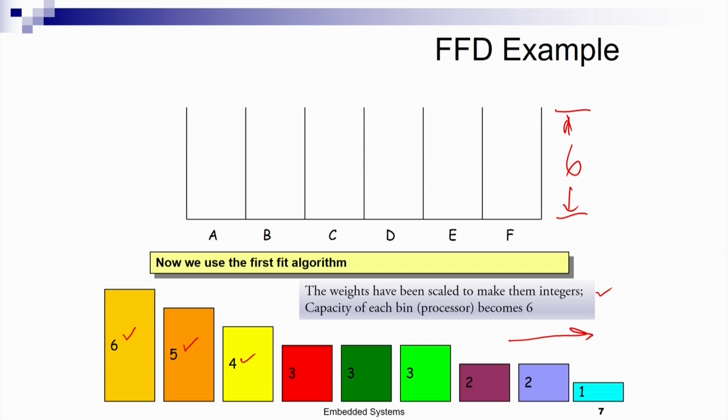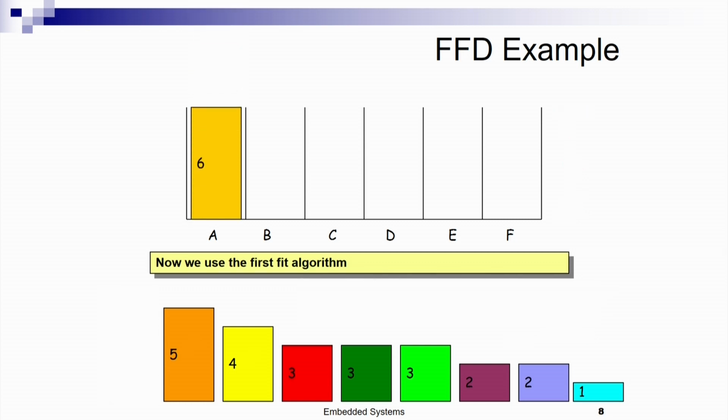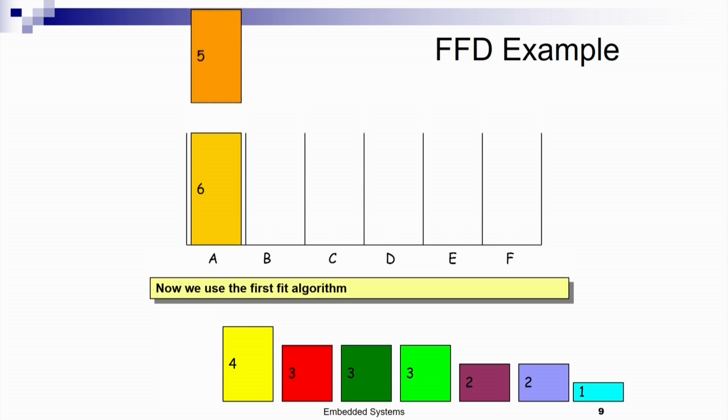So, now we will apply first fit on this. The capacity of the first processor is 6 and the task size is also 6. So, the first processor has been completely filled. Now we have the second task, we try it on the first processor, but we do not have enough capacity on the first processor. So, we go on to the next processor, which has enough space, and we put the next task onto processor B.